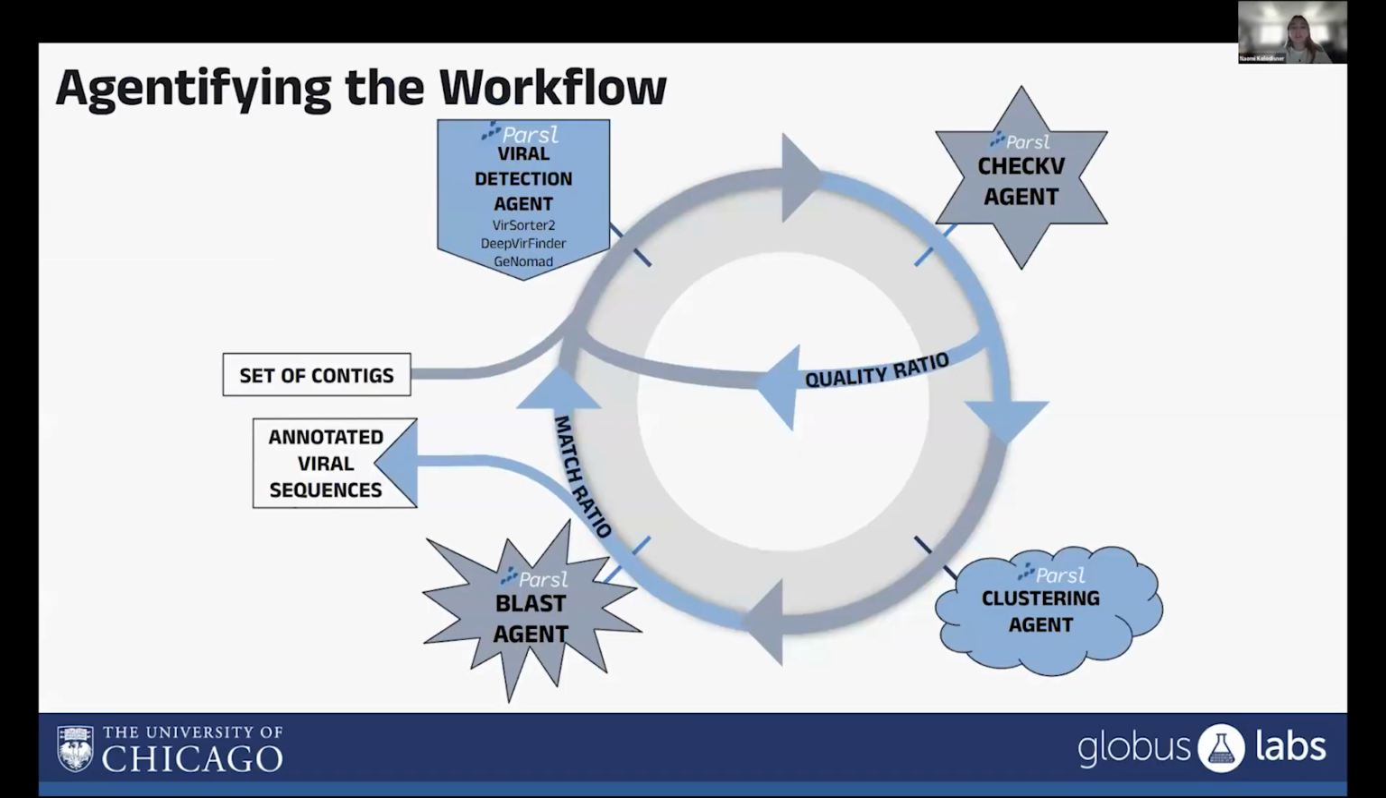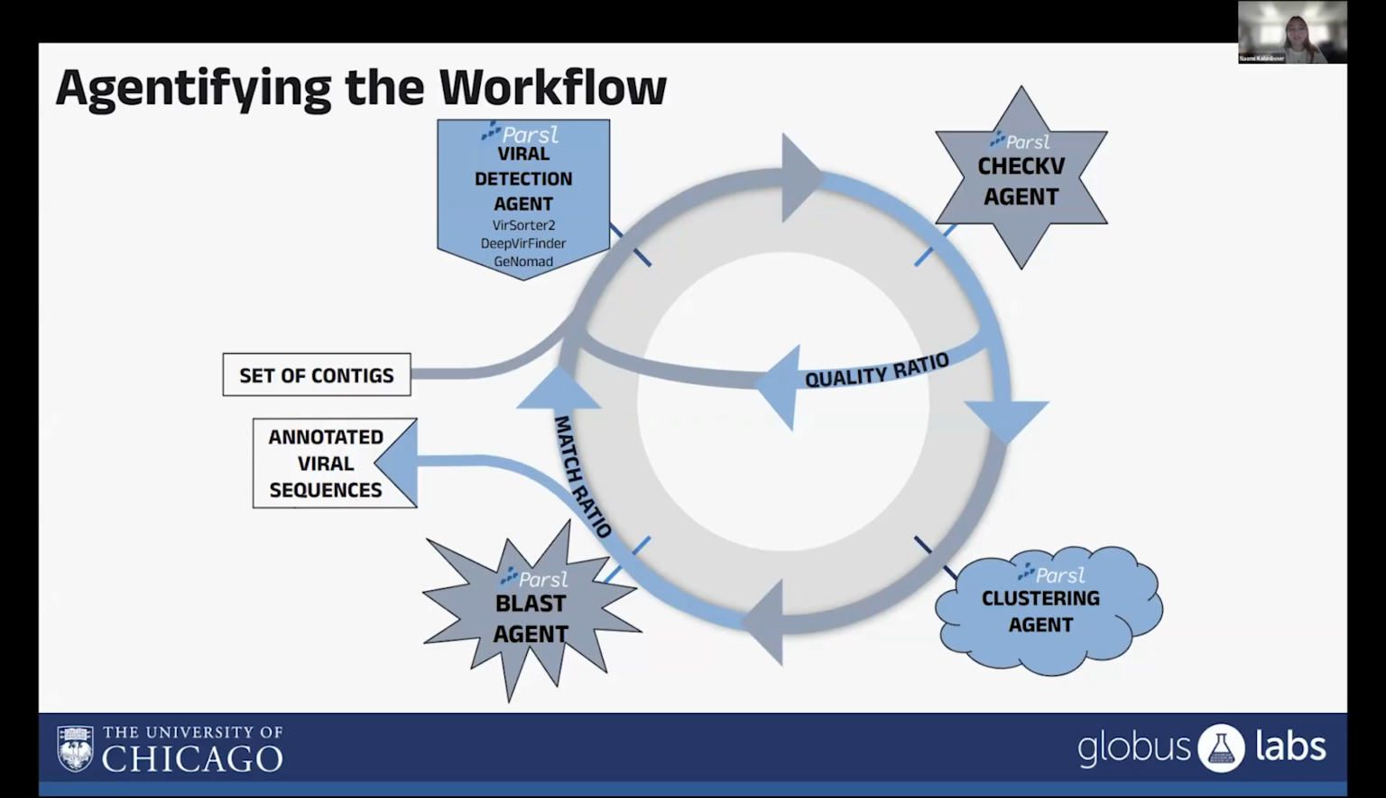And after scaling and porting the workflow into Parsl, I agentified the workflow. So originally it was a linear workflow with different steps in order. And this is more of a looped workflow. So every single step that was there originally is now an agent, and each agent is individually ported into Parsl here. And by doing this, I am able to have different configurations for every single agent, which was really helpful. So for example, the viral detection agent requires a lot of computing resources, whereas the CheckV agent or the clustering agent just needs a lot of memory. So I was able to customize those things and make my resource use a lot more efficient.